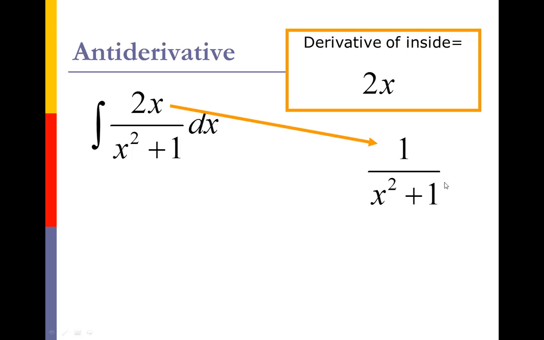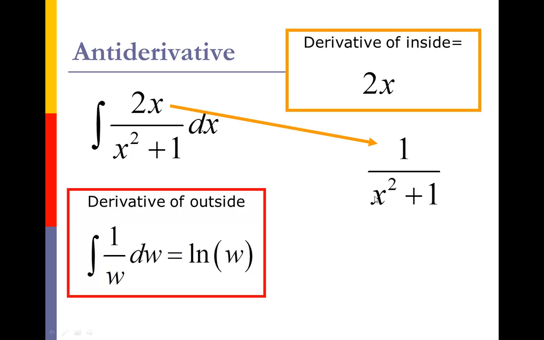1 over something. And so you may recall, when we have 1 over something, the antiderivative of that is ln, the natural log. So the antiderivative of the fraction 1 over something is going to be ln. And so what I have here is ln of x squared plus 1. And so that's basically the two-step process.